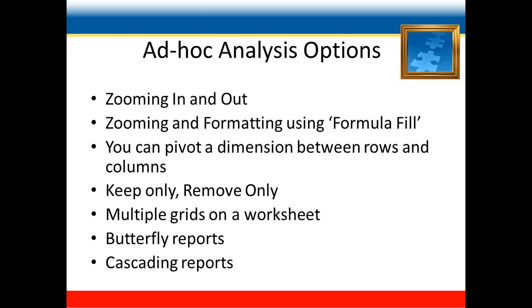Then we can pivot a dimension between rows and columns. We can use options such as keep only and remove only. The keep only option enables us to keep only the single member that we selected. Then we can remove only a single member which we select.